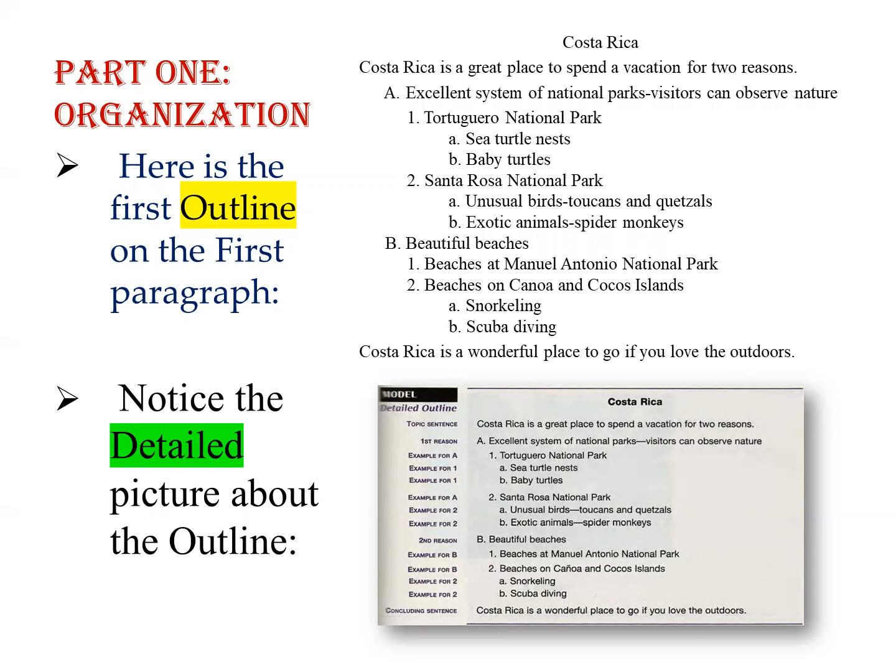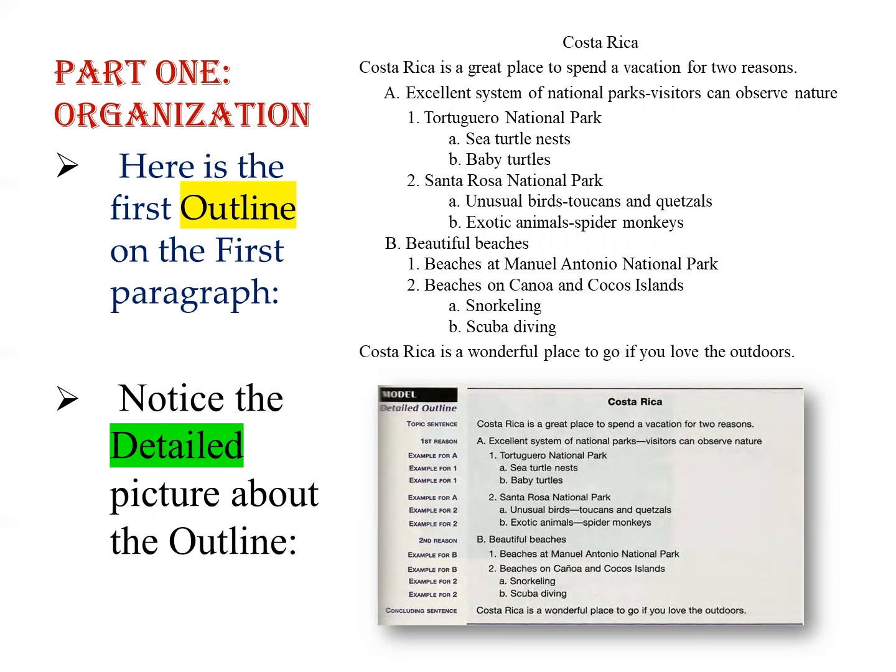Santa Rosa National Park. After each example, I supplied my related examples, okay, which are sea turtles, nests, baby turtles, okay? And for the Santa Rosa National Park, I put unusual birds, toucans, and quetzals. Then I moved to my second reason, which was beautiful beaches, okay? Why it is a beautiful beaches? I'm putting right now my examples, which are beaches at Manuel Antonio National Park and beaches on Kanwa and Cocos Islands, snorkeling and scuba diving.